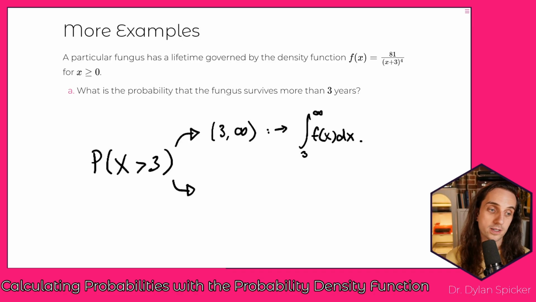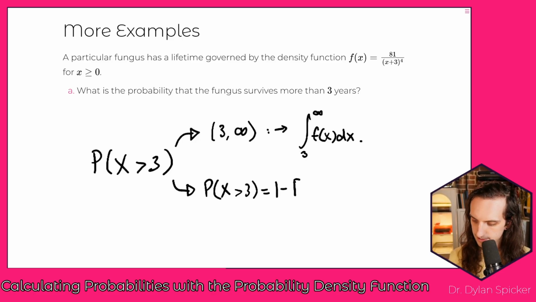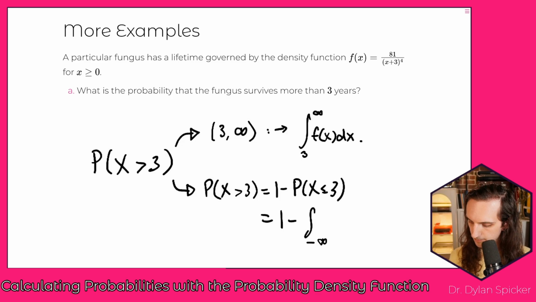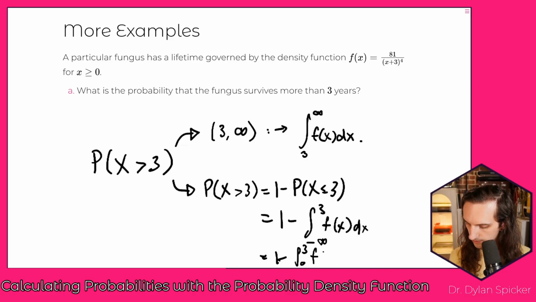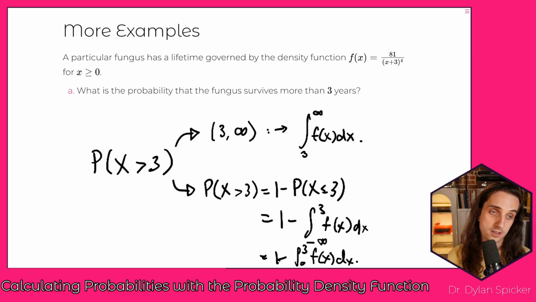The alternative is to recognize that the probability that x is greater than 3 is 1 minus the probability that x is less than or equal to 3. This probability we can take as the integral, technically from negative infinity up to 3 of f(x) dx. But the nice part about our PDF here is that it's only greater than 0 for positive values. So that's equivalent to 1 minus the integral from 0 up to 3 of f(x) dx. These are going to give you the same answer no matter what you do.